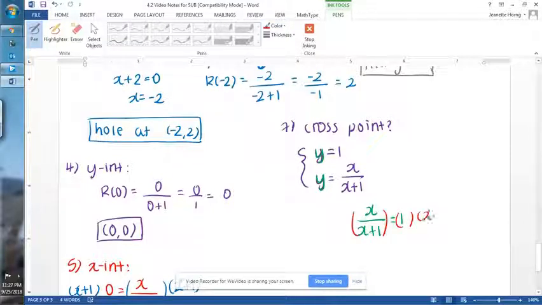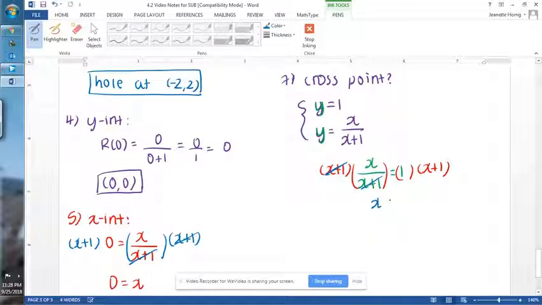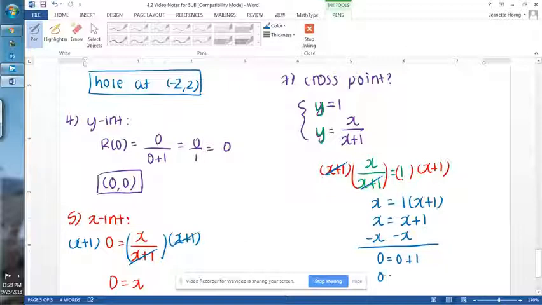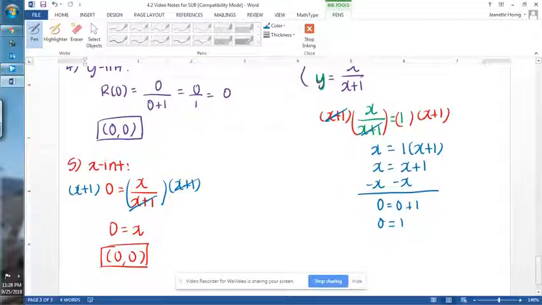If I multiply both sides by x plus 1, on the left-hand side, the x plus 1s will reduce out to be 1, right? And then I'll have x left over on the left. On the right-hand side, I have 1 times x plus 1, which really is just x plus 1. If I continue to solve, I can subtract x on both sides. You'll notice it turns into 0 equals 0 plus 1, which is saying 0 equals 1. This is not a true statement. So because this is not a true statement, that means I have no cross points for this problem.